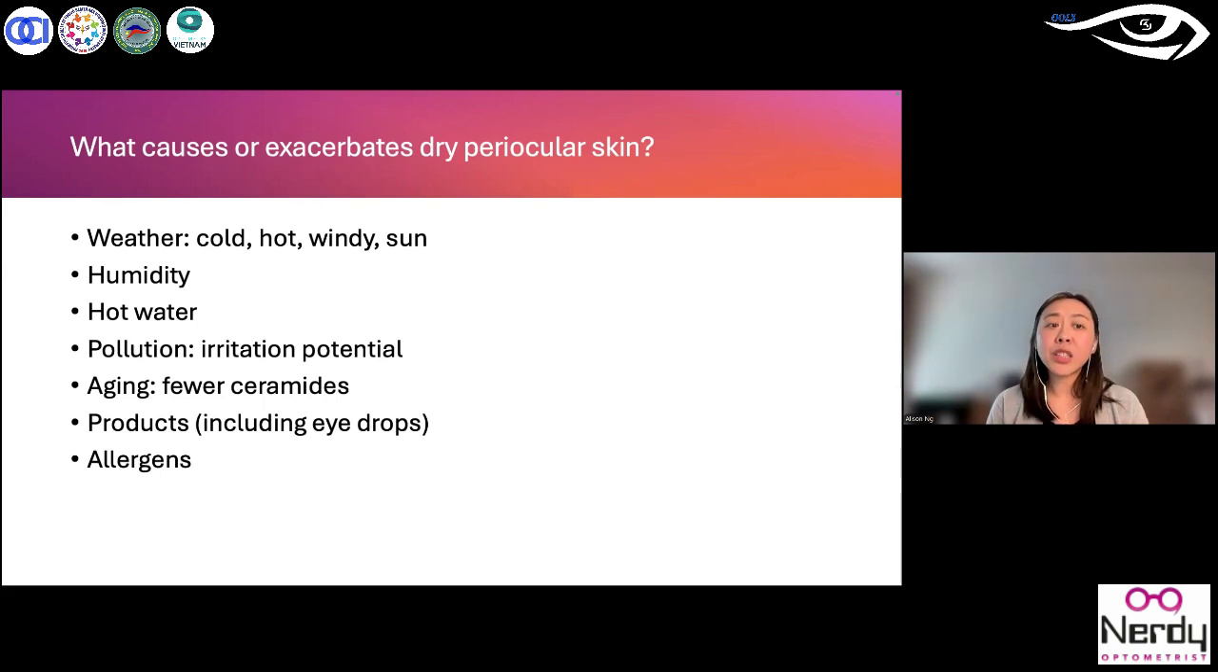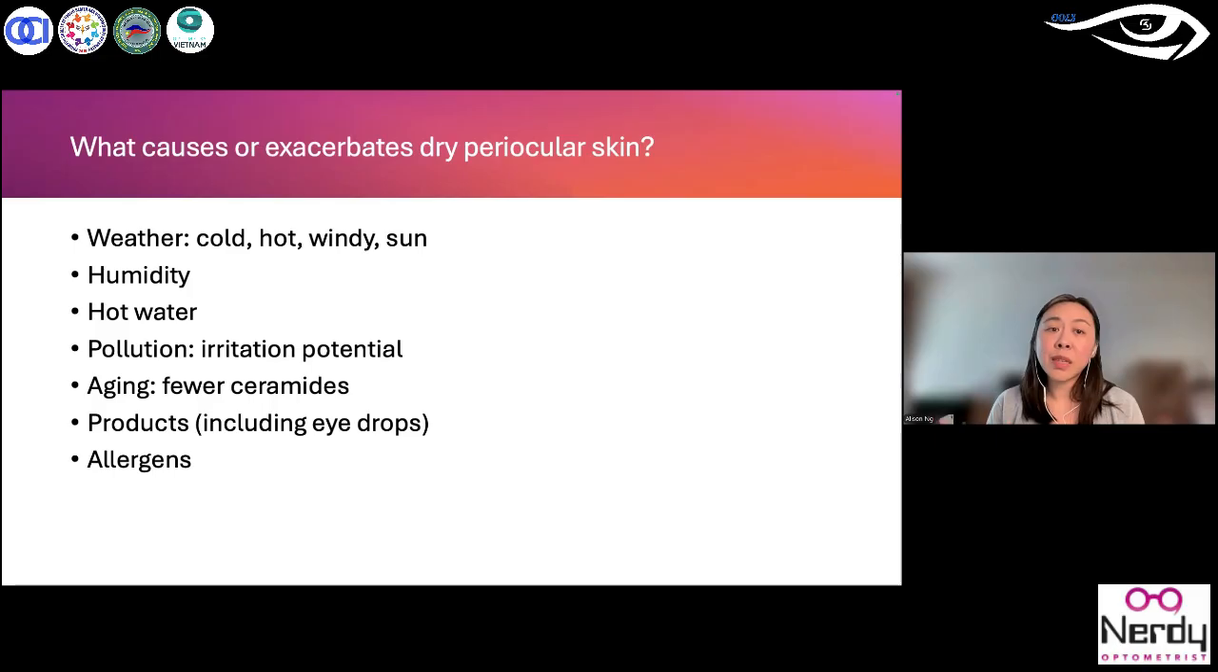I talked about aging a few slides ago. As we get older, we just make fewer ceramides and some of those fats and oils and lipids that we need to maintain the stratum corneum. And also we think about different products that patients might put on or around their eyes or even in their eyes. So things like eye drops can also exacerbate dry periocular skin.